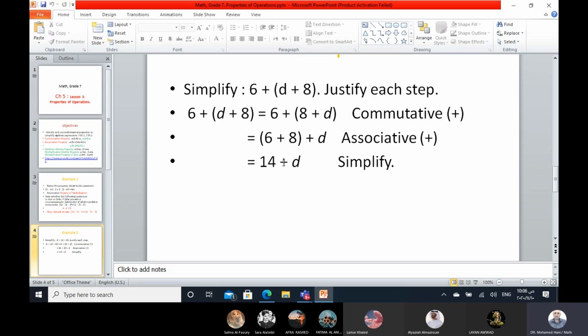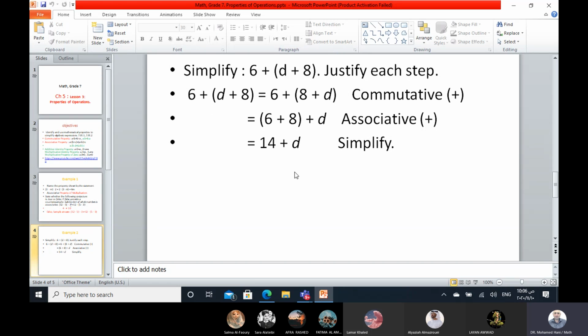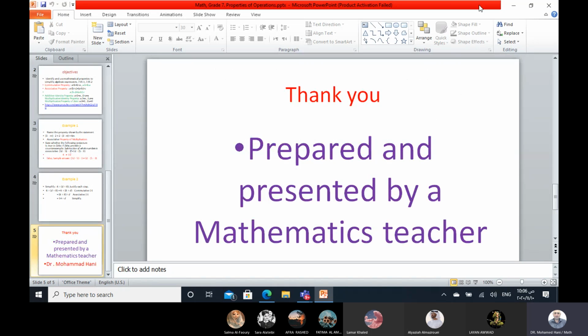Now this is the last answer. We cannot add the number to the variable. So the last answer will be 14 plus d. Who has any question here? Mister, so the answer will be 14 plus d, we're not going to do anything else? Yes, this is the last answer. We cannot add a number to the variable. Okay? Thank you. Great. No questions?